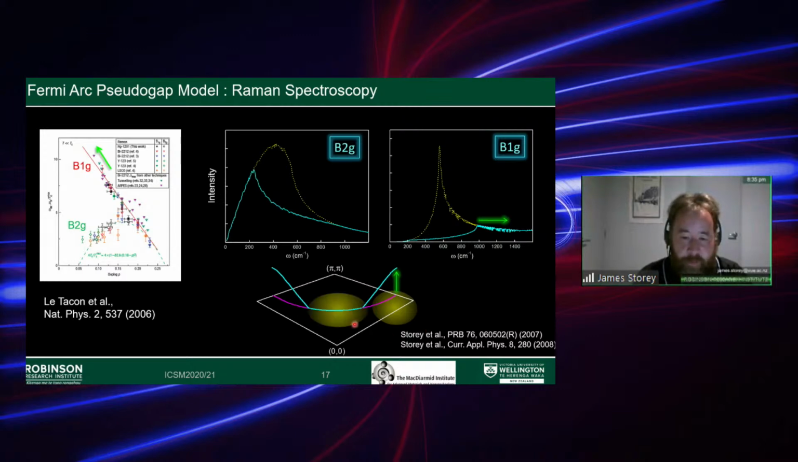Whereas in the B2G polarization, where we're probing around this arc region, the peak in the spectra shifts to lower wave numbers due to a shrinking of the Fermi arc and a reduction in the effective superconducting gap magnitude.